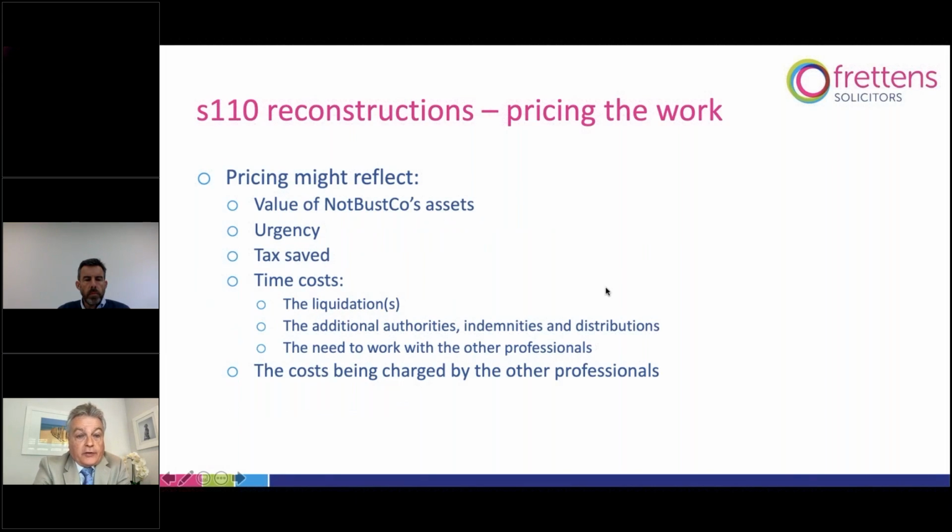And so the pricing might reflect the value of the assets you're dealing with, the urgency of the job, the tax that's being saved, and the time costs. And I think you'd also want to have a quick look at the sort of costs that the other professionals are proposing to charge for all of this, to make sure that you're not too far out on a limb in terms of where everybody else is.